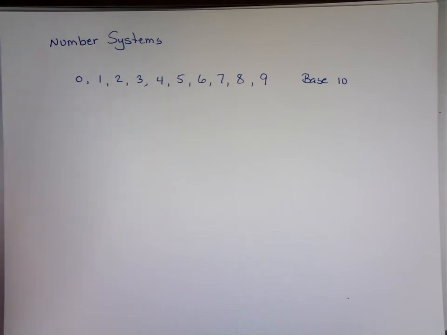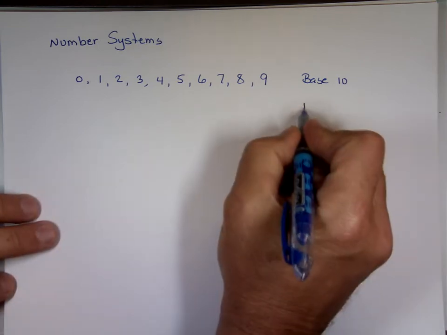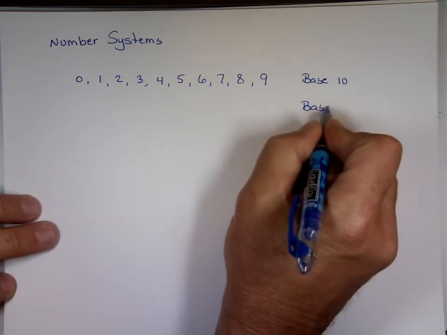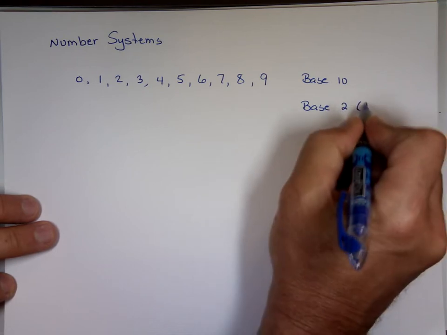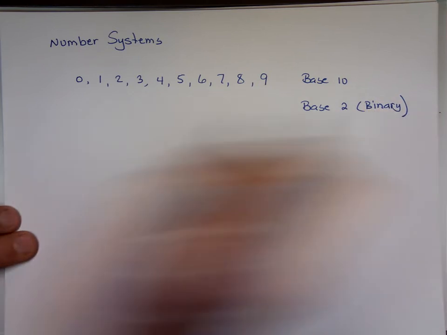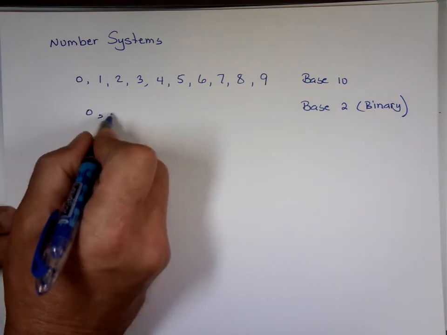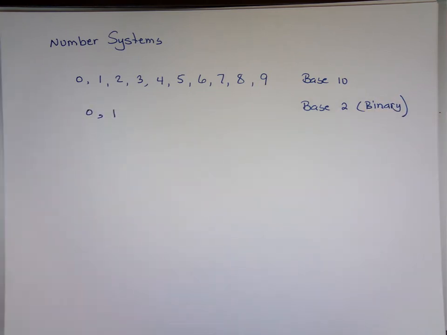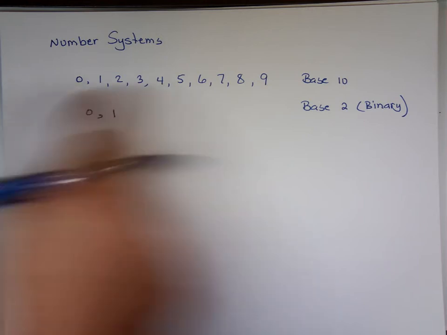Our computers don't speak that language. They speak machine or binary language. So in base 2, which is binary, it's either 0 or 1. That's what a single digit is. You can't have more than 0 or 1. It's always 1 less than the base. So if it's base 10, 0 to 9.